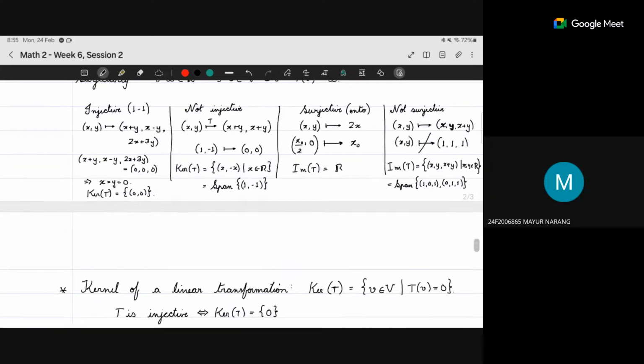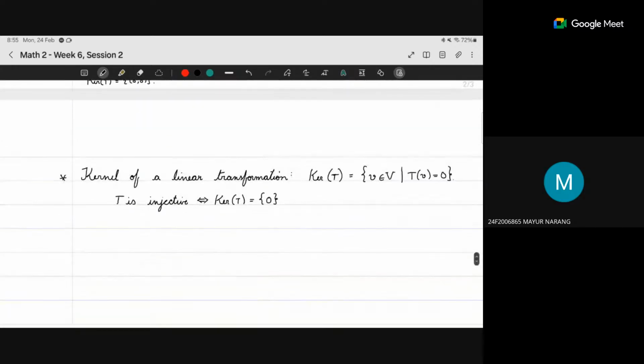And if you want a proof of why the kernel is a subspace, you can easily see that if v and w are in the kernel, then T of (v plus w) is T of v plus T of w, because of linear transformation properties, which is 0 plus 0, which is 0. What does this mean? v plus w is also in the kernel. So if v and w are in the kernel, then so is v plus w.